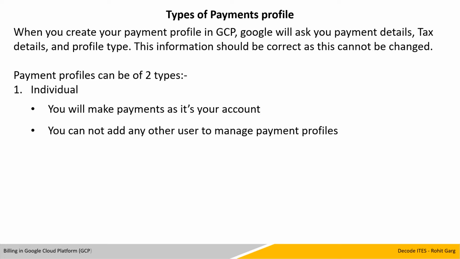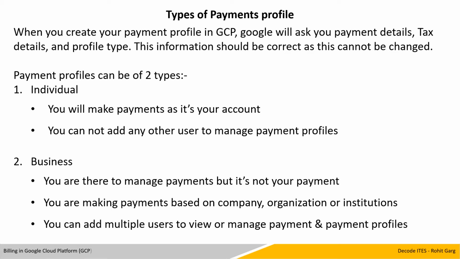So in the individual one, you will make payment from your own account and you cannot add other users to manage your payment profiles. Whereas in the business one, you are there to manage payment, but it's not your payment. You are making payment on behalf of your company, organization, or institution. You can add multiple users to view and manage payment profiles and payment portfolios.